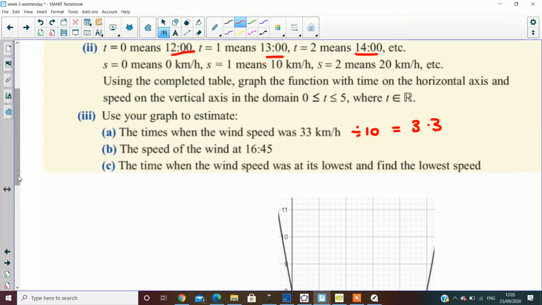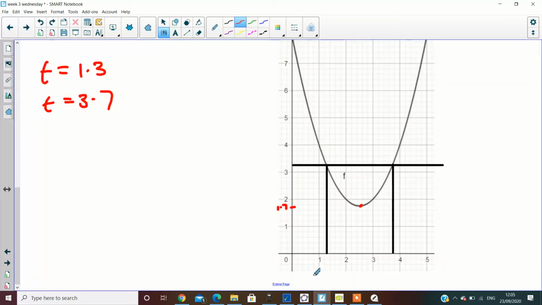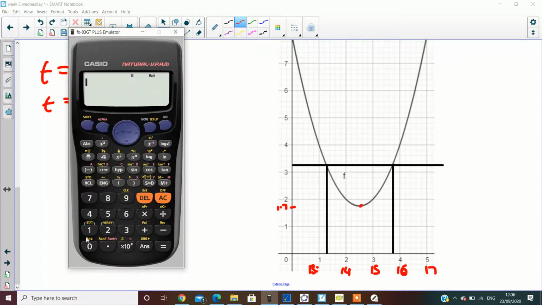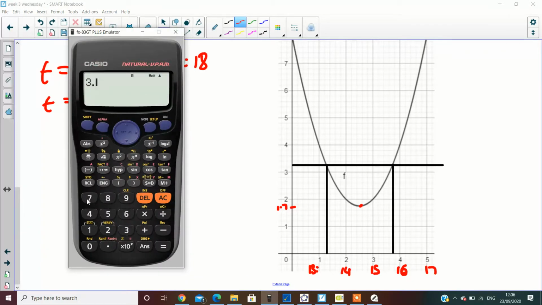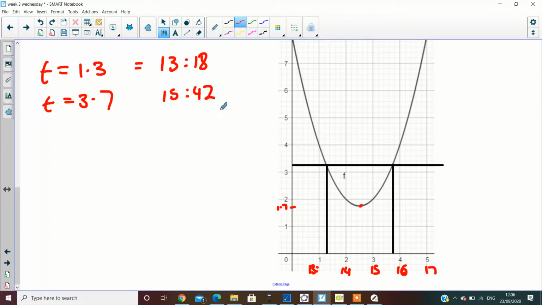So what does it mean by 1 o'clock? This is 1300. That's 1400. That's 1500. That's 1600, and that's 1700. What's 1.3 in hours? So look at this, guys. Let's do it the lazy way. 1.3. Press equals. Press this button here. 1 hour and 18 minutes. So what would that mean? 13:18. Is that all right? What about 3.7? Press equals. Press the change button. That would mean 3:42 in the afternoon, which is what? 15:42. Is that all right?